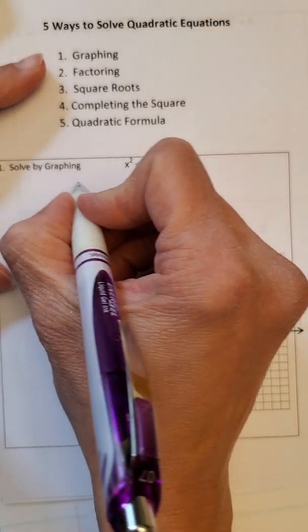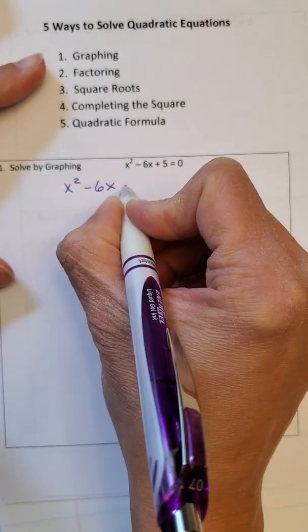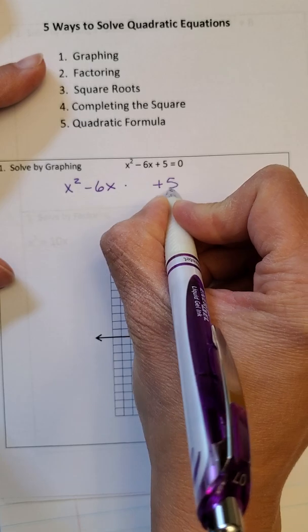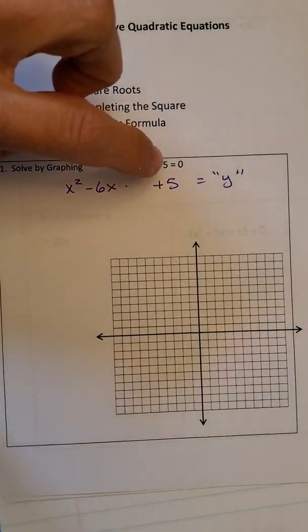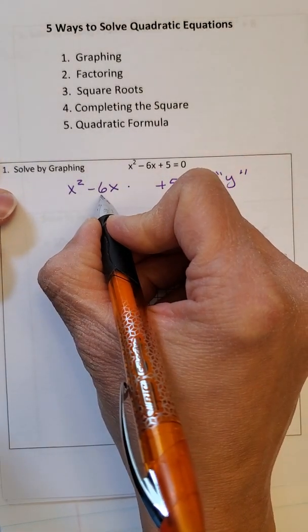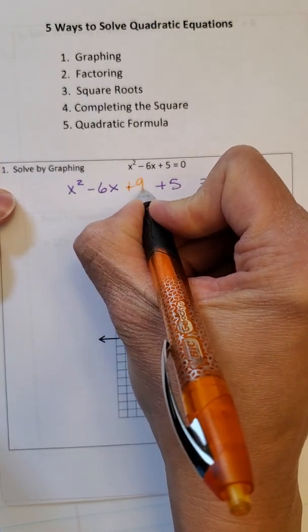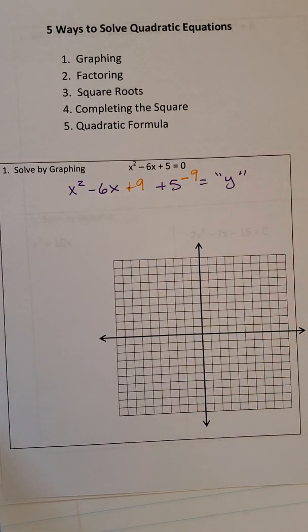So I'm going to say x squared minus 6x, I'm going to leave a little room, plus 5 equals, I'm going to just put a y here for now. It's 0 when you're solving, it's y when you're graphing. And since I'm graphing, I'm just going to put the y there. So what did you do? You took half of this, which is 3, squared it, which is 9, and added it here and subtracted it here. Remember, we're doing it all to the one side, so we have to add it and then subtract it.